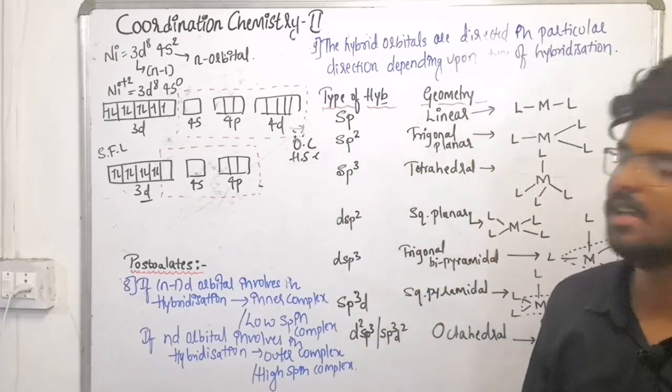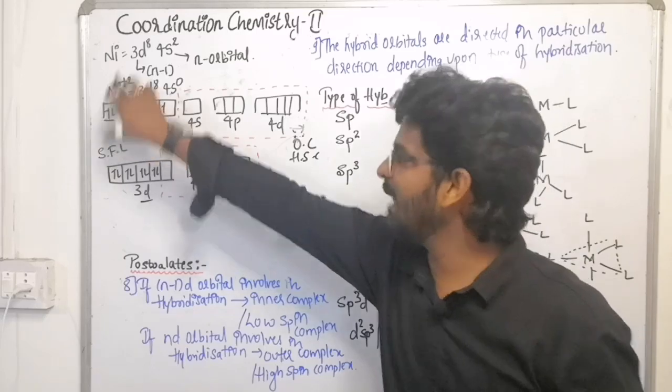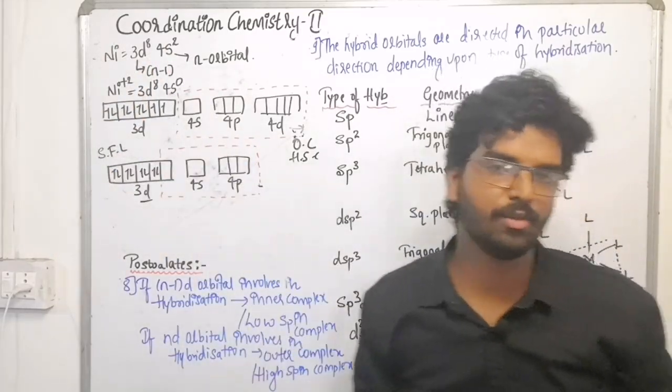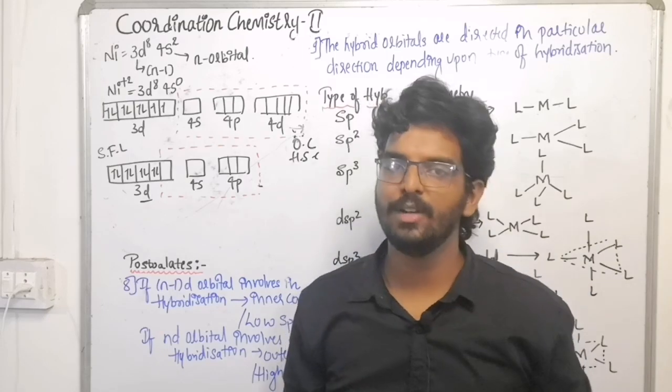High spin complex. In the same way, if the Ni+2 state is present under the influence of strong field ligand, what is going to happen? In the sixth postulate we saw that what?